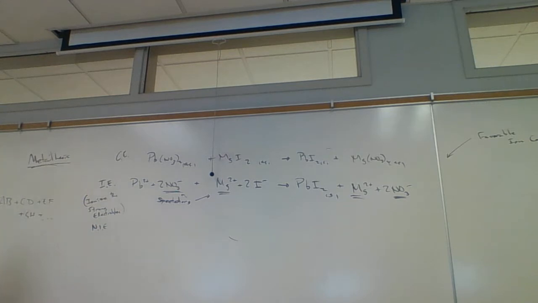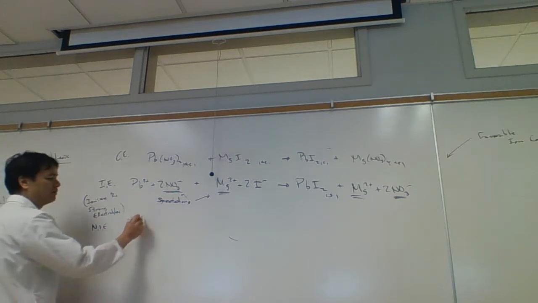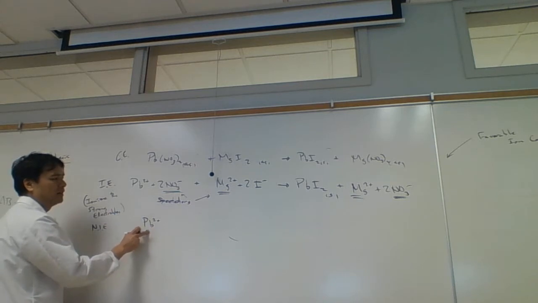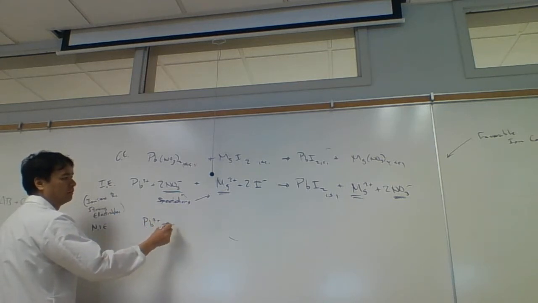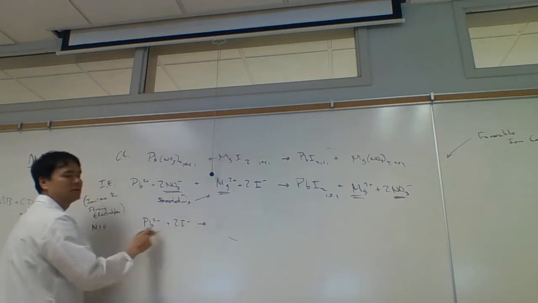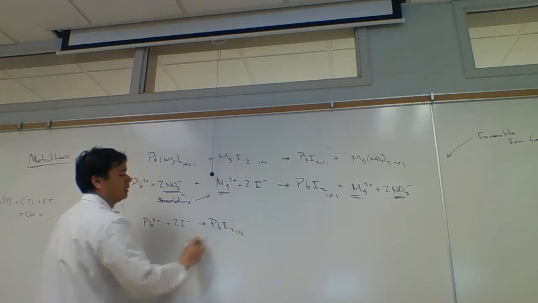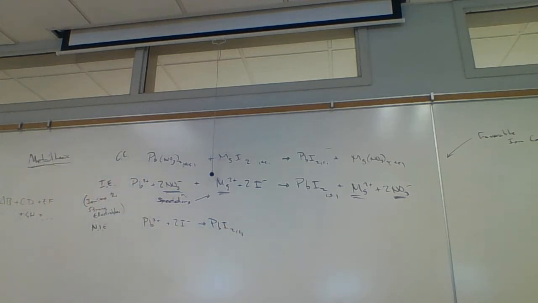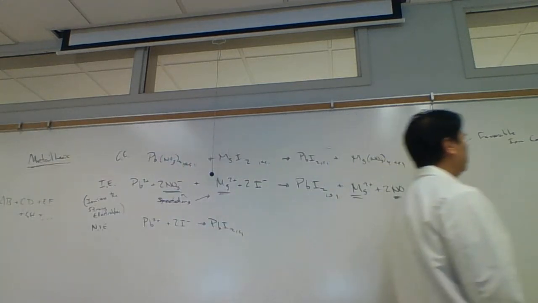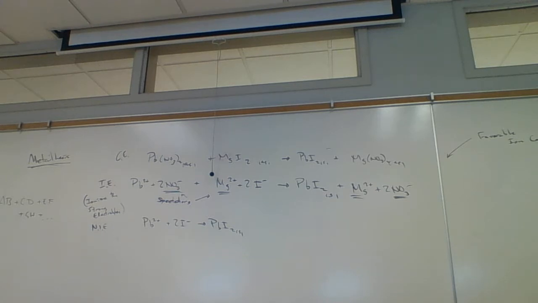Since the spectators don't really react, we just want to focus on the favorable ion combination. The favorable ion combination is going to be lead-2 ions with iodides, and that's going to form PbI2. I call these metathesis reactions favorable ion combinations because it doesn't matter what the pattern is. We're just looking for ions that like each other. That's all. I could have any kind of bizarre mixture and just look for ions that like each other. That's it. Let's do one more here.